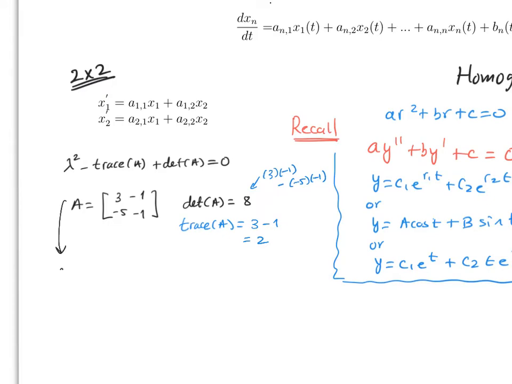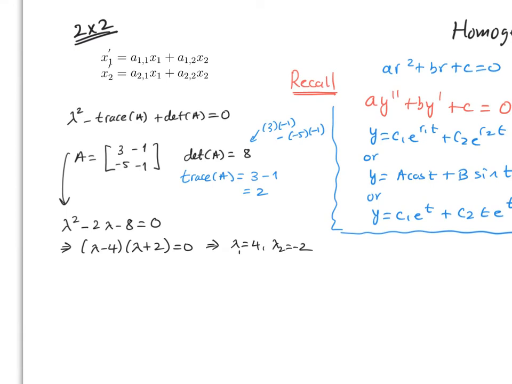So from here we'll get lambda squared minus 2 lambda minus 8 equals 0, and then just factor this. So this method makes finding the eigenvalues a little less messy. You still have to do some work, but it's less messy than before. And from here, the eigenvalues are 4 and negative 2.